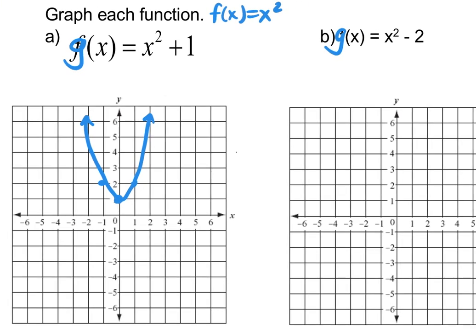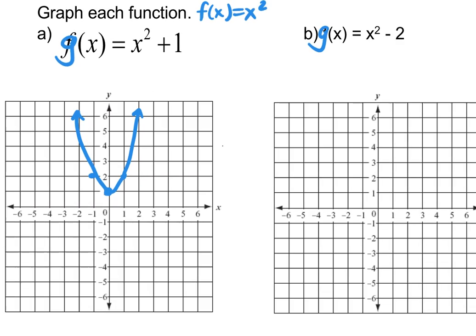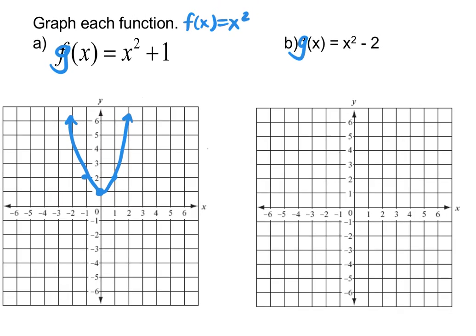And then with B, what's happening? Shifting down 2. So I'm going to take my parabola, shift it down 2 places and draw the parabola.